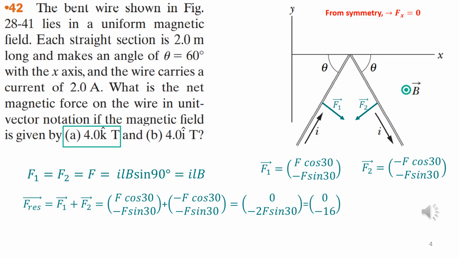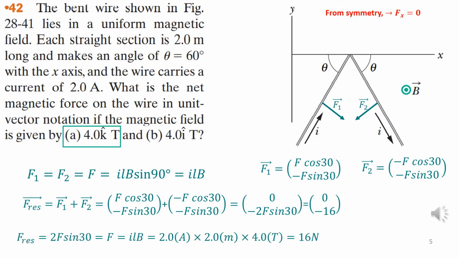Now to find the resultant vector in vectorial notation, you have to add these two vectors. What will happen is that on the x-axis they will cancel each other, but on the y-axis they will double, and the magnitude comes out 16. Yes, sure, you can substitute ILB with their numerical values. You will get 16 newtons vertically down.